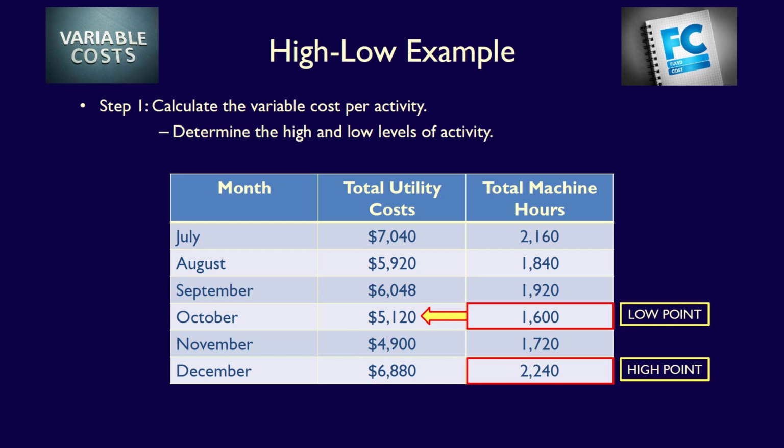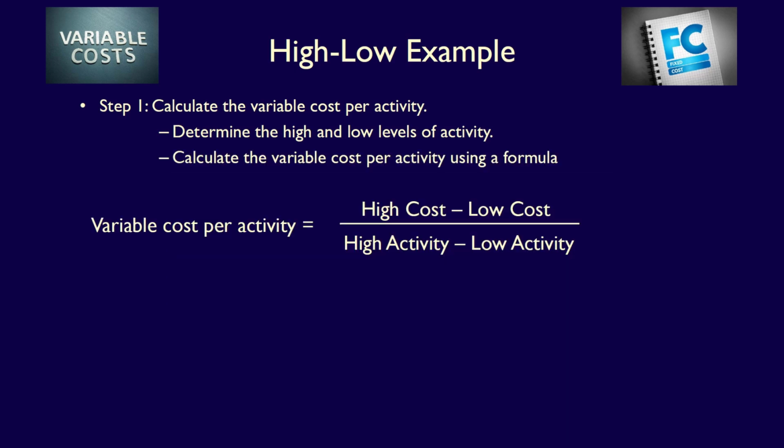Now we can look at the high level of activity, again using machine hours. December is the highest machine hours at 2,240. We also take note of the related total utility cost for December, $6,880. Now that we have the high and low levels of activity and the related total utility costs, we can apply a formula to determine the variable cost per activity, which here will be the variable cost per machine hour. The formula to determine per activity variable costs is as follows. Variable cost per activity is equal to high cost minus low cost, all divided by high activity minus low activity.